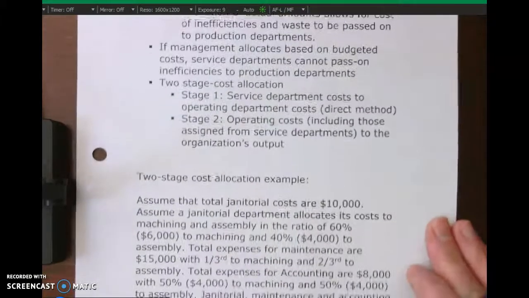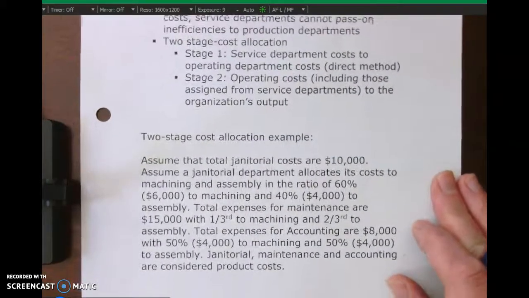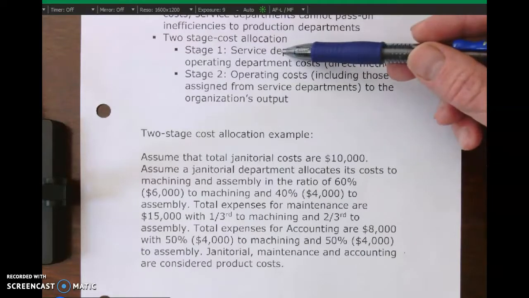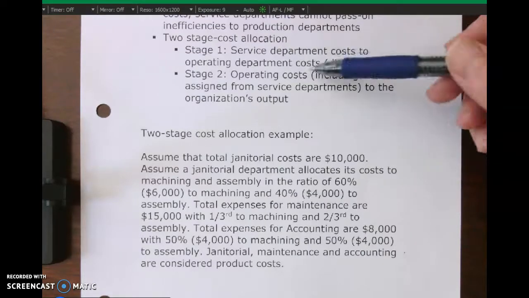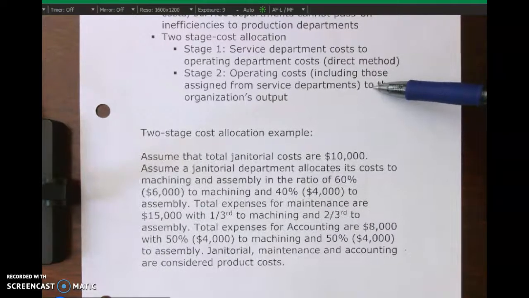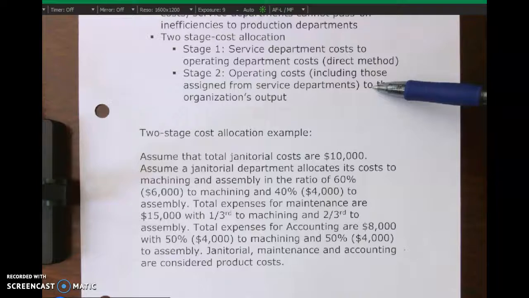The other thing that I want to talk about is two-stage cost allocation. So service departments, remember the support functions, they allocate their costs out to operating departments, and that's the direct method. So remember, with the direct method, we're talking service departments allocate their costs to production departments. Service departments don't allocate their costs to other service departments. Those costs that were allocated from a service department into the operating department costs then are assigned down to the unit level, like what we talked about back in job order costing.